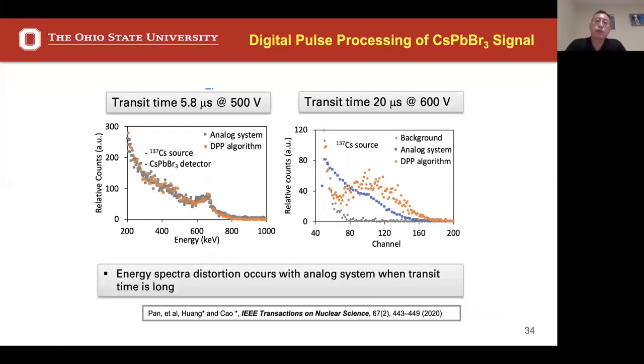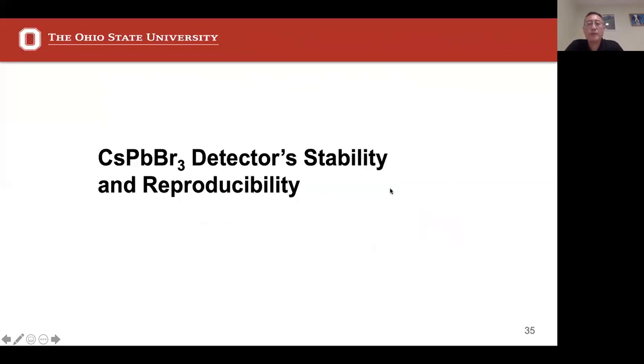Here's the case to show that DPP can be applied to improve. On the left is a good transit time, a small 5.8 microseconds, less than 10 microseconds, so that when you're using an analog system or DPP, you get a similar spectrum shape. But for this 20 microseconds, there will be ballistic deficit, you're gonna lose the peak information. So we apply the DPP, we actually can restore the peak information. So that's what I'm trying to say by this slide.